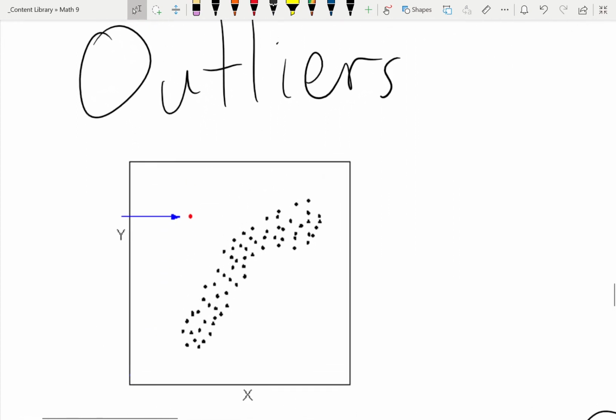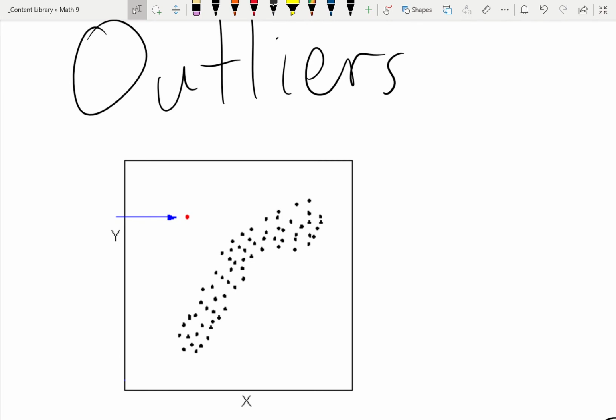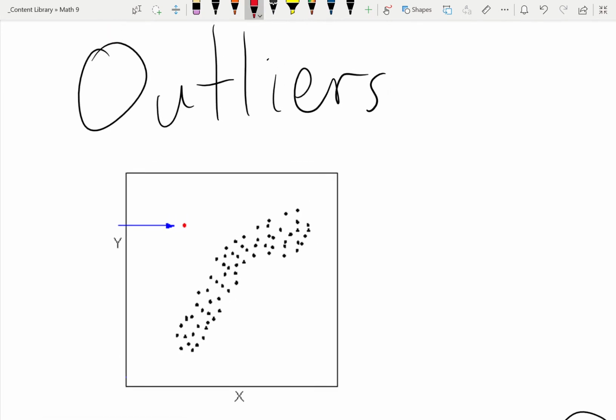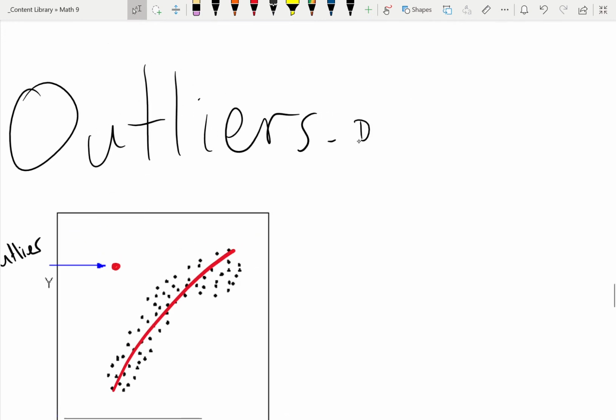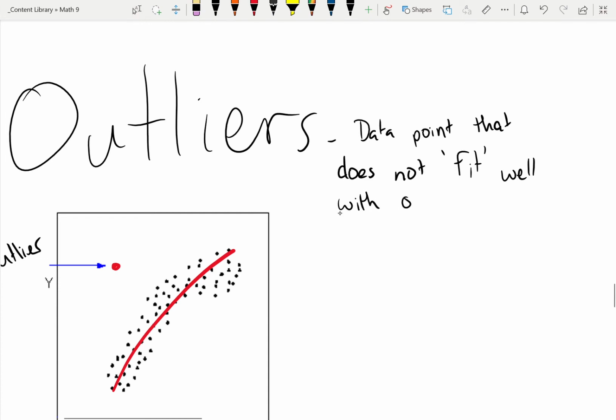All right, next thing I want to talk about is this idea of an outlier. So here I have an XY plot. We have this correlated graph, and then I have this little dot right up here. So this is what's called an outlier. An outlier is a data point that does not fit well with the trend.